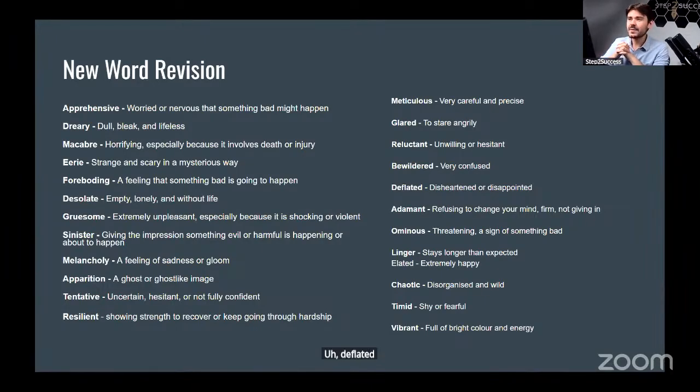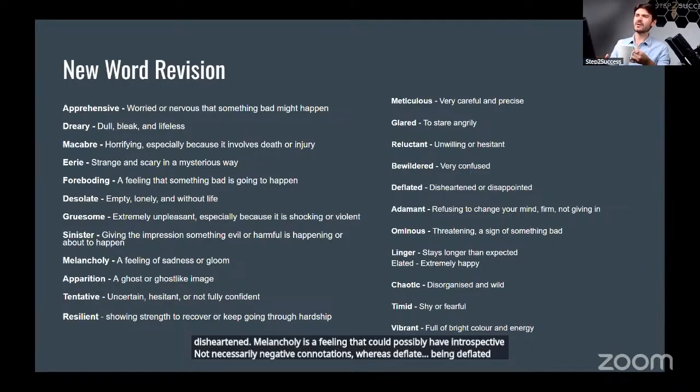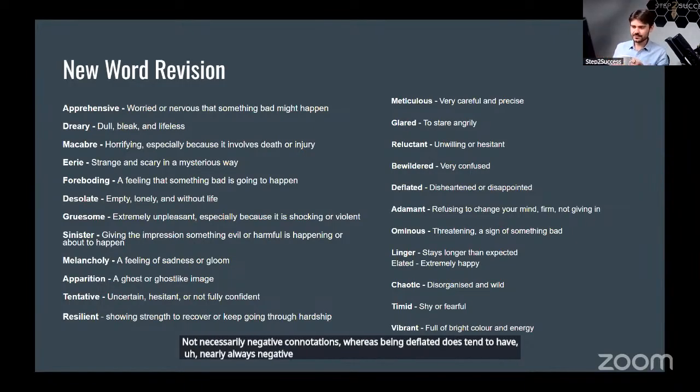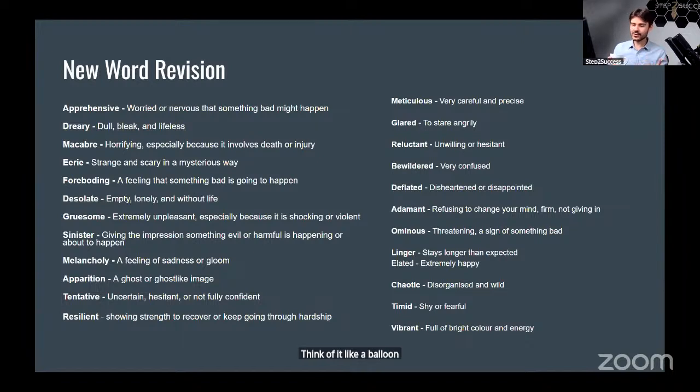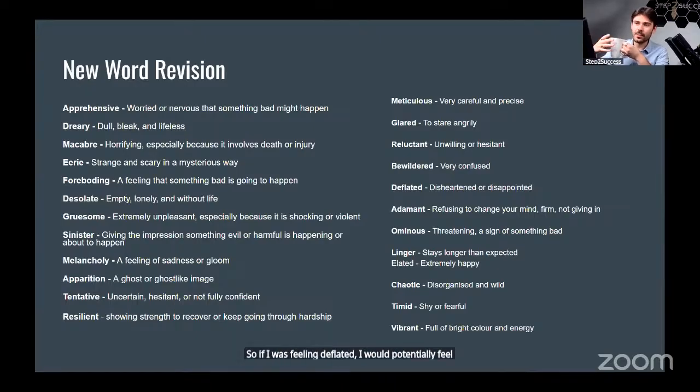Deflated, very similar to melancholy, except it's a feeling of being disheartened. Melancholy is a feeling that could possibly have introspective, not necessarily negative connotations, whereas being deflated does tend to have nearly always negative connotations. Think of it like a balloon. If a balloon is deflated, it's not got any air in it, it's not got purpose. So if I was feeling deflated, I would potentially feel without purpose.